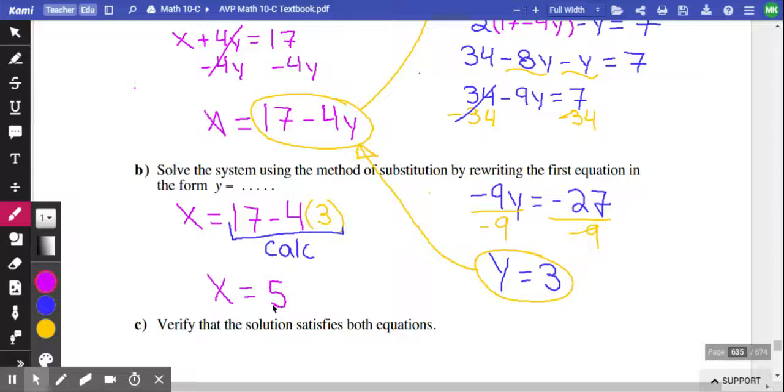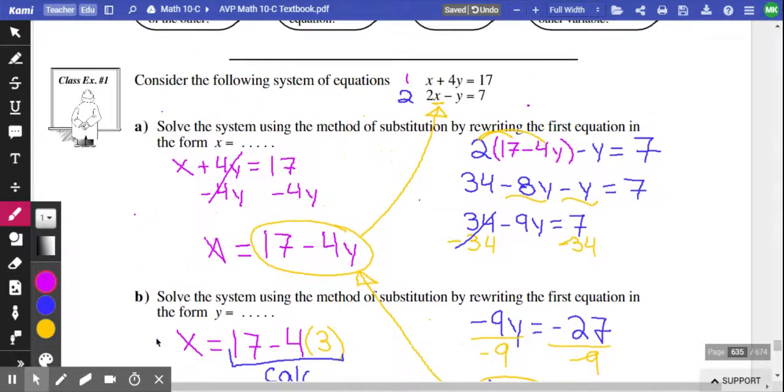Awesome. Part C. Verify that the solution satisfies both equations. When you see verify, that means make sure that this input actually gets that output, right? These need to be actual numbers that work in your equation. To verify, you take the original equation. I can't quite see the original equations anymore. These guys right here. And you change x to be 5, and you change y to be 3.